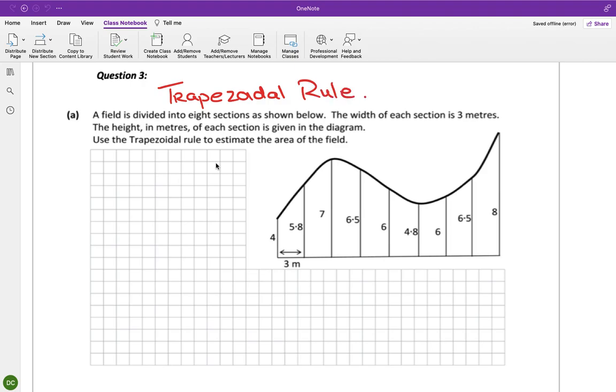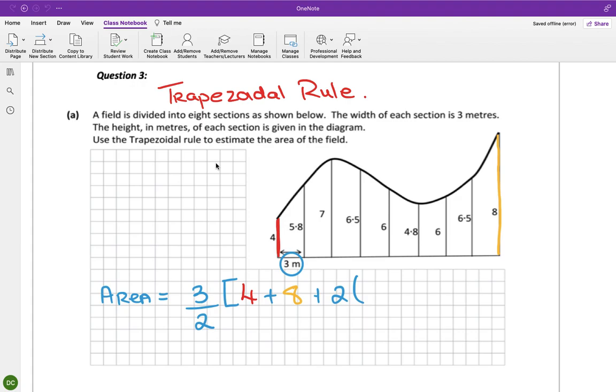Okay, so this is where you do the width of the bar, which is 3, always over 2. Then you do first, which is 4. Actually, I might do a bit of colour here. So the first is 4, plus the last, which is 8, and then plus twice, and the rest are, you just add them all up.